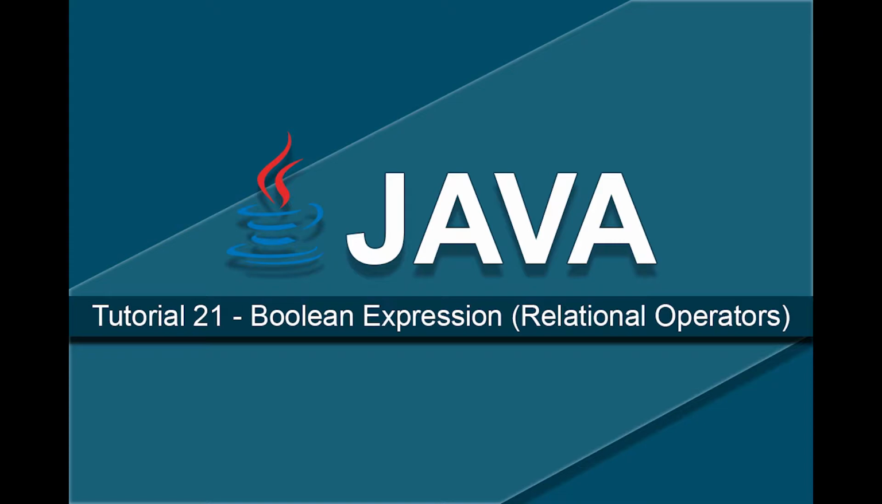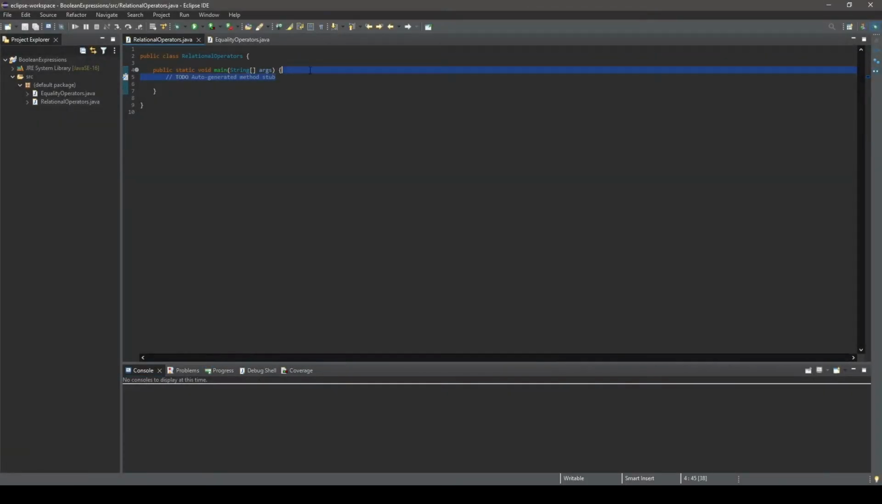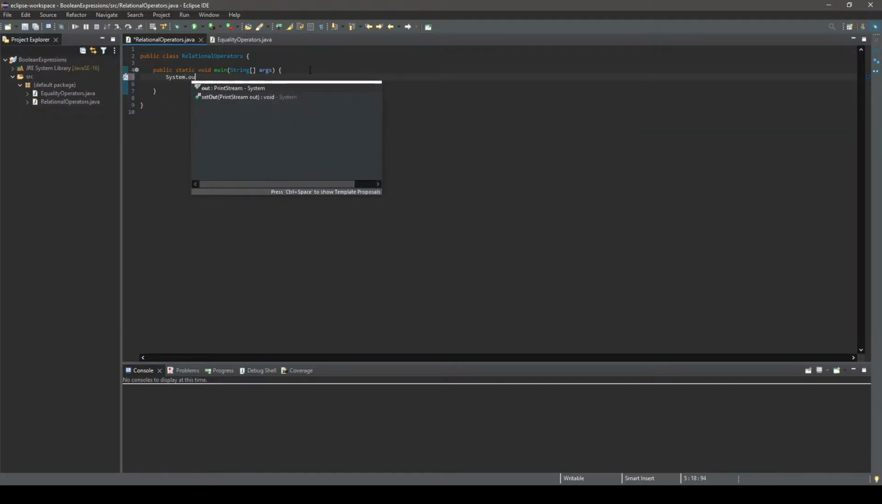Boolean expressions. There are four relational operators in the Java programming language. They are less than, greater than, less than or equal to, and greater than or equal to. All relational operators compare two operands accordingly and return a value of true or false based on the evaluation. For example, using a println statement, let's see what is returned when we use the less than relational operator in comparing 2 and 3.